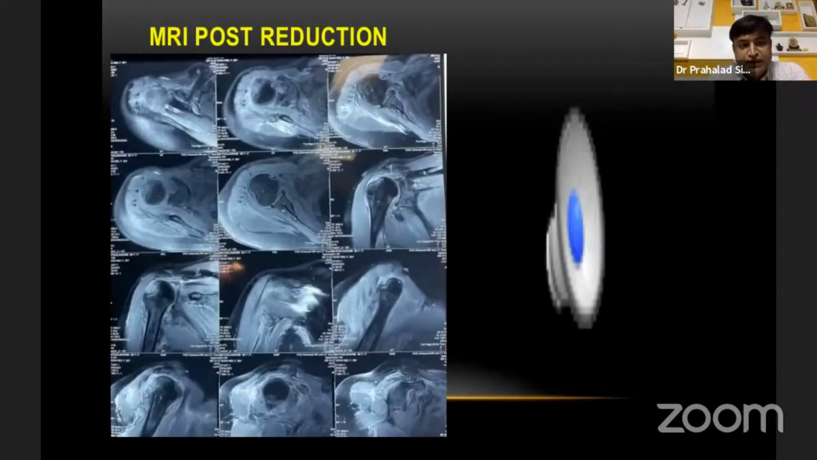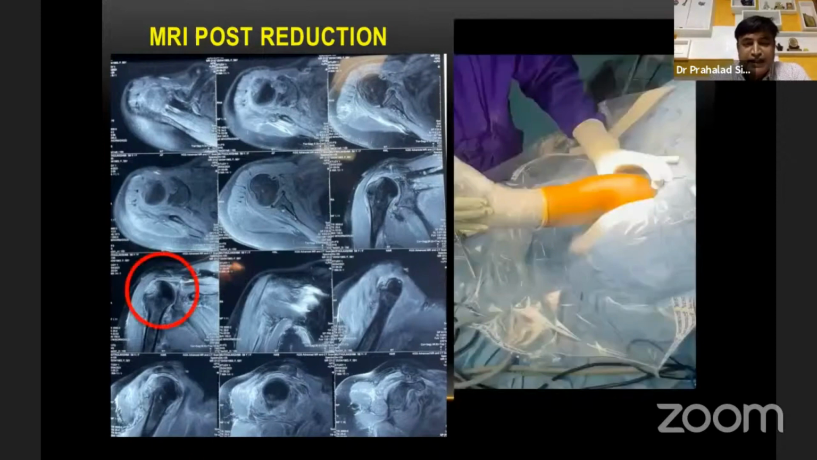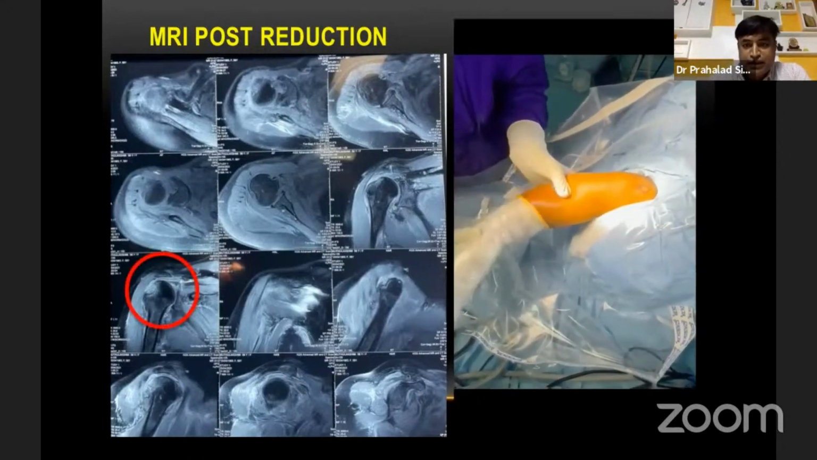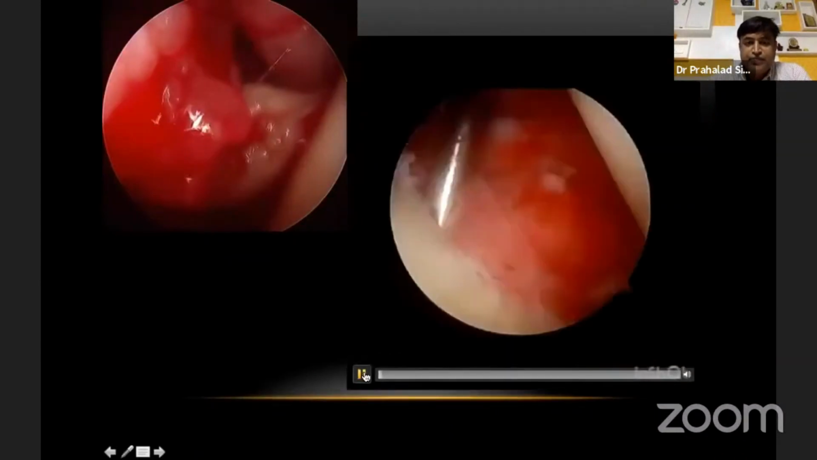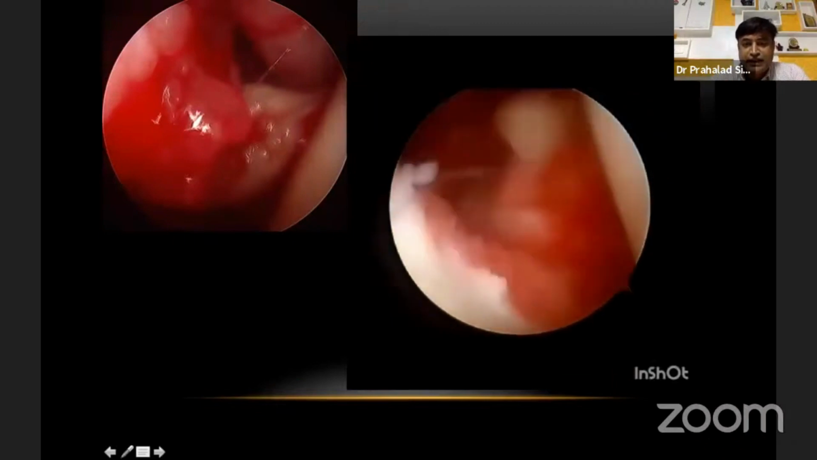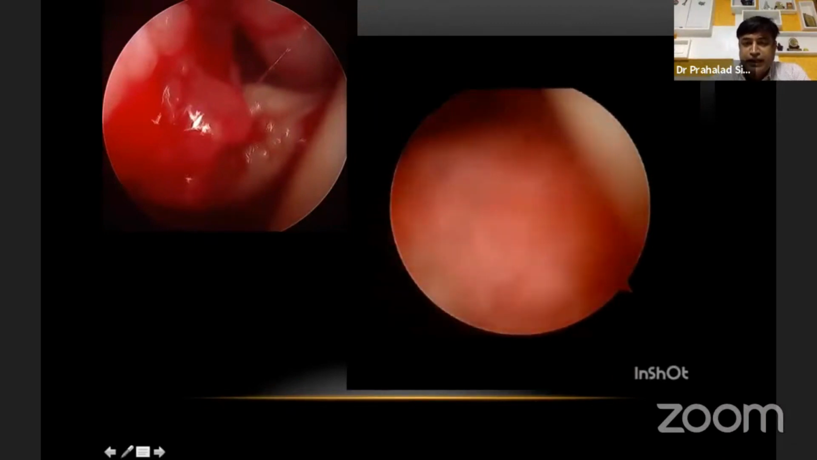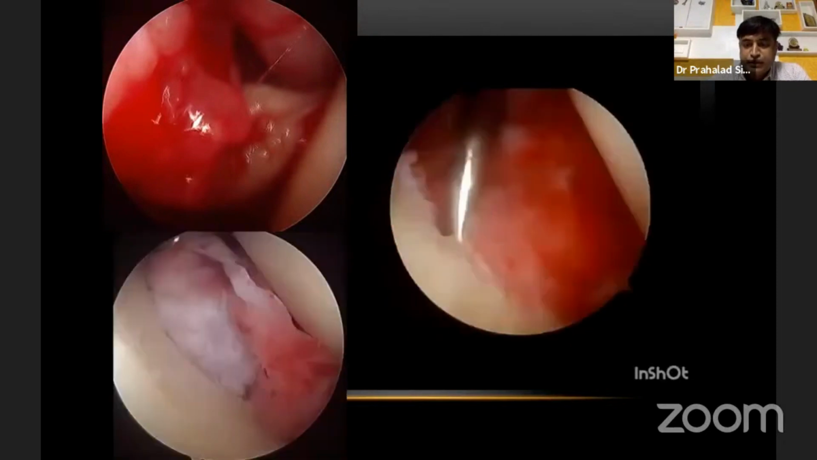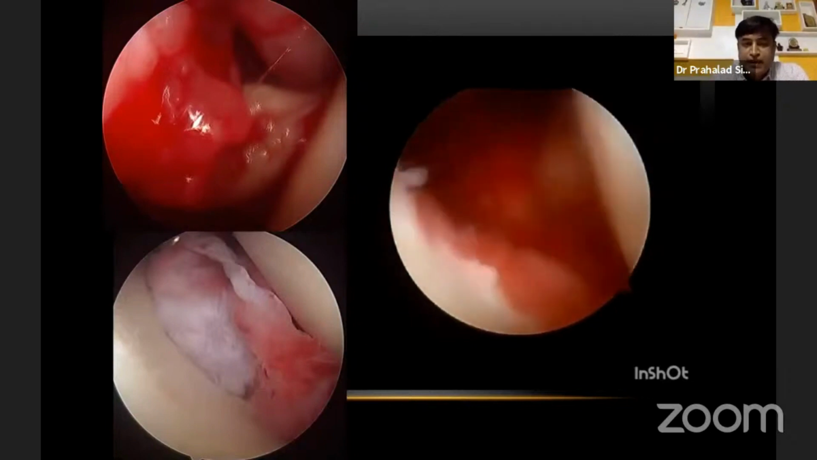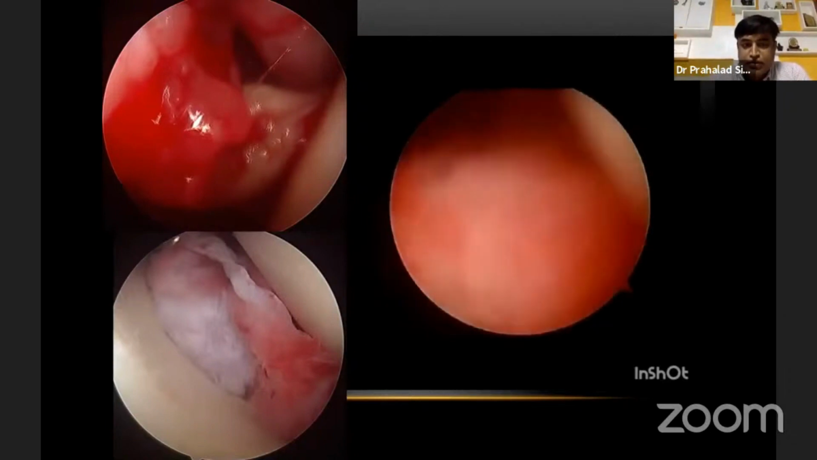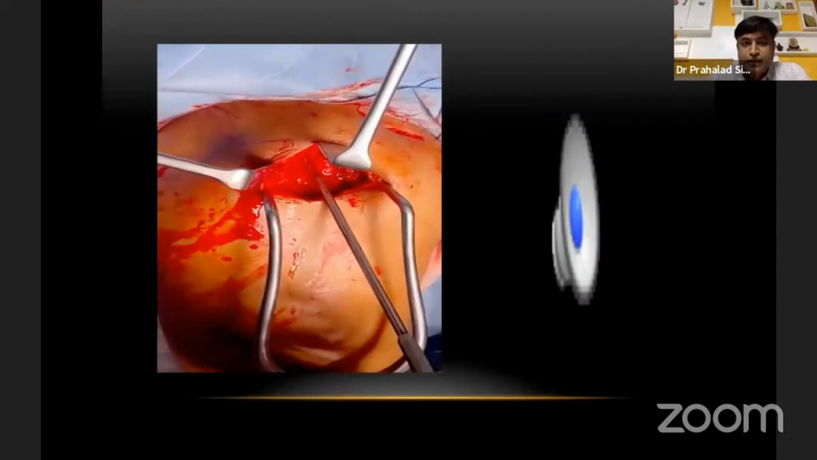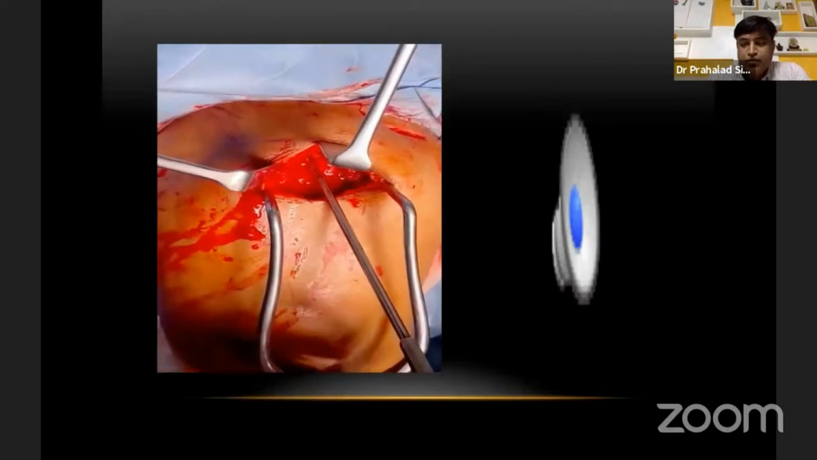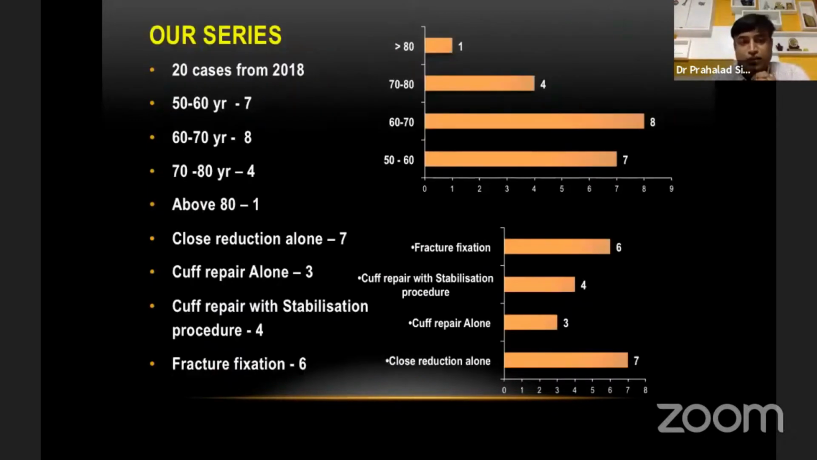The fresh MRI showed that there was a full thickness cuff tear as well as a Hill-Sachs and also an anterior capsulolabral tear. So we took her for the procedure, and we could see that her entire anterior labrum and anterior capsule was torn. So we did a Bankart repair for her, and also a mini open double row repair, and this lady also had an excellent outcome.